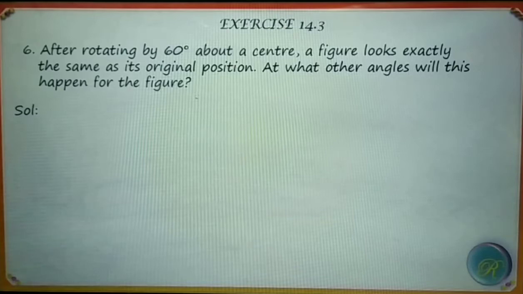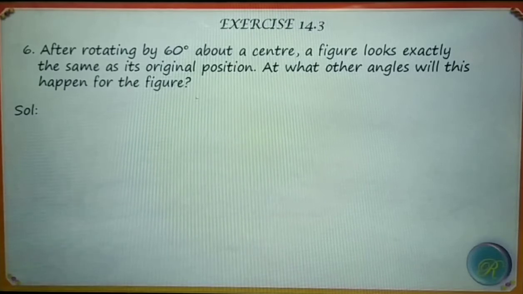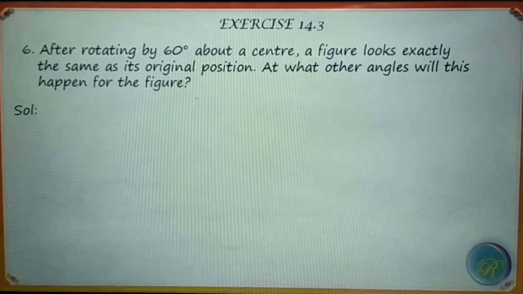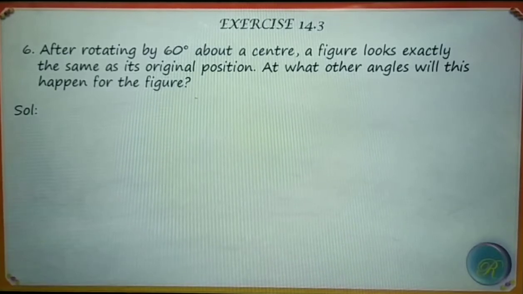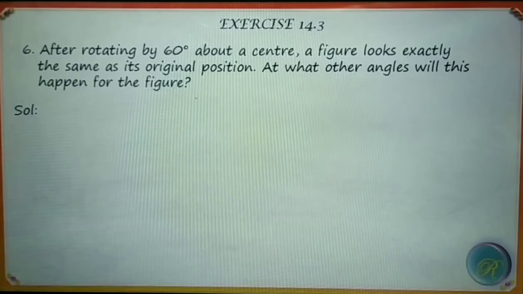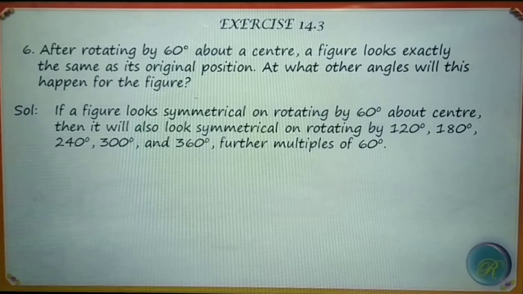If a figure looks symmetrical on rotating by 60 degree about center, then it will also look symmetrical on rotating by 120 degree, 180 degree, 240 degree, 300 degree and 360 degree. Further, multiples of 60 degree.